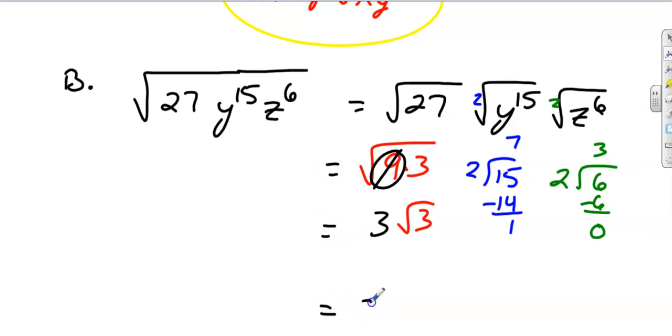Okay, so we've got 3, and we'll put the radical part over here. We've got 3 square root of 3. On the y's here, we've got 7 on the outside. Z's, we have 3 on the outside. And on the inside, we've got 1 y and no z's, because it came out with a 0 remainder, so there are no z's in this case that go on the inside.